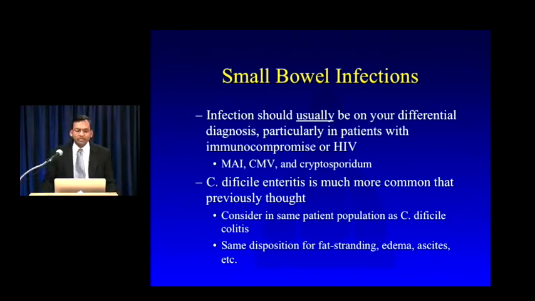Now, one organism that I just want to mention because I think it's underappreciated in the small bowel is C. difficile enteritis. Now, we all know about C. difficile colitis, typically in patients who are on antibiotics or chemotherapy and end up with a superinfection. C. difficile can also affect the small bowel as well. It affects the exact same patient population, and it very much looks similar to C. difficile colitis. There's the same predisposition for severe wall thickening and edema, and lots of fat stranding, ascites, and inflammation throughout the abdomen.